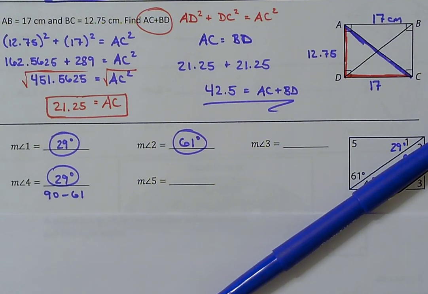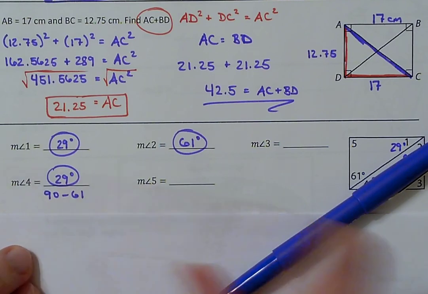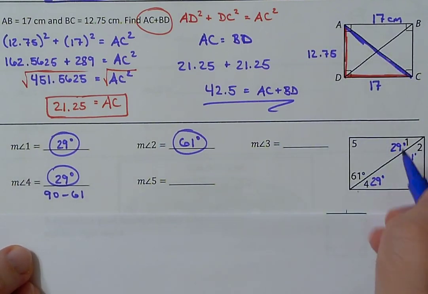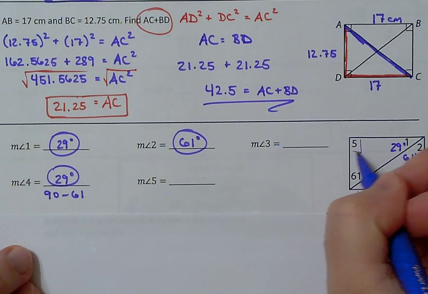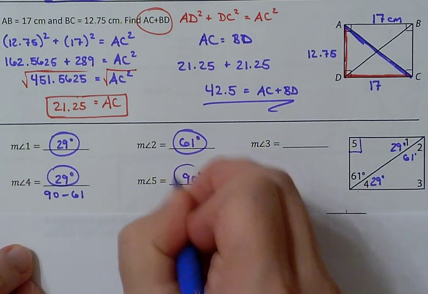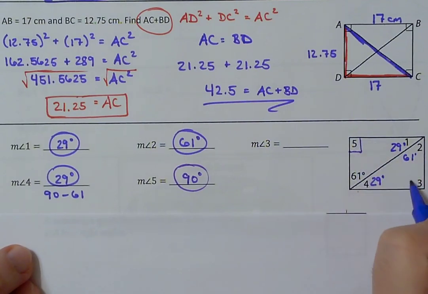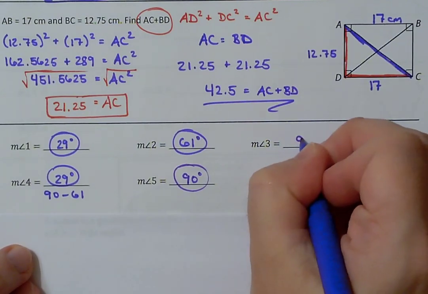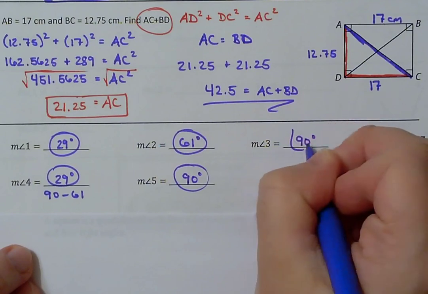The other thing, if I know this is a rectangle, in a rectangle we know that the corners are 90 degrees. Let's assume that they told us this was a rectangle. If I knew it was a rectangle, that means angle 5 is a right angle, so it's 90 degrees. And opposite angles are congruent, and angle 3 is also 90 degrees.